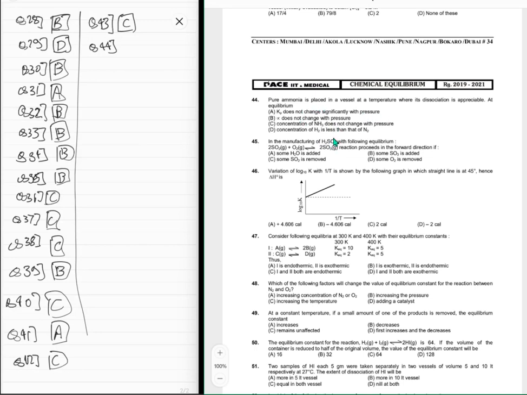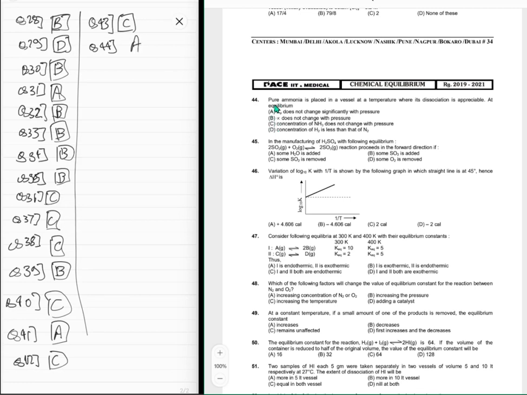Pure ammonia is placed. Oh yeah, actually we do know about it. So the concentration of H2 is not less than N2, because ammonia gives 3 H2 plus 1 N2. That means H2 has bigger concentration. So D is wrong, C is wrong, B is wrong, and just A is correct.